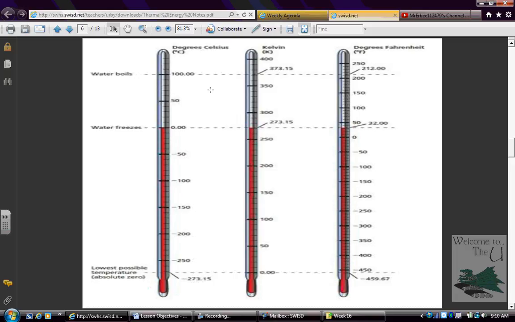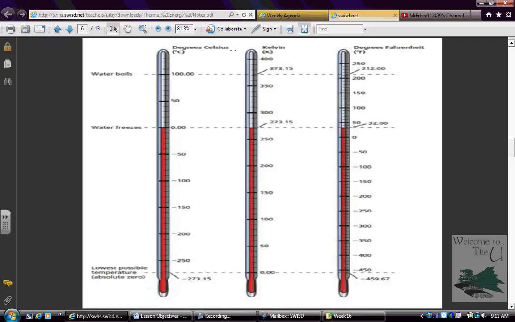Okay, so you're going to see a lot of different temperatures, but it's just going to be important you know that the scale is pretty much the same between Celsius and Kelvin. I mean, there's 100 degrees separating water freezing and water boiling. And over here in Fahrenheit, the scale is not the same. So it's really easy to convert from Celsius to Kelvin. You just add 273.15 or subtract it if you're going from Kelvin to Celsius.